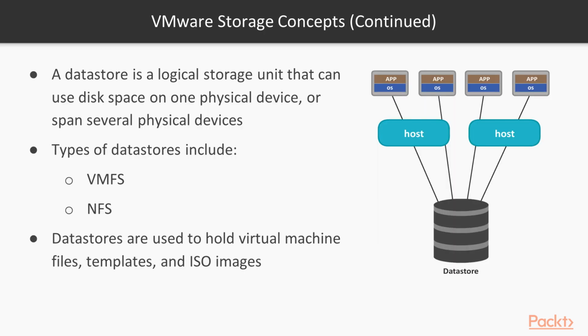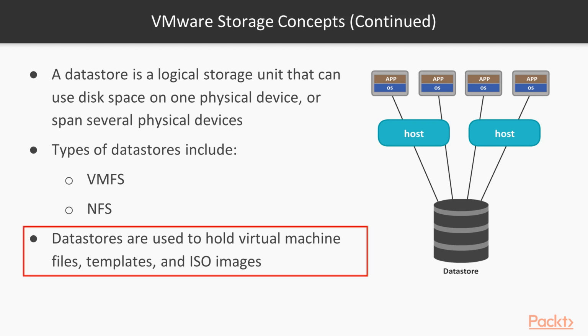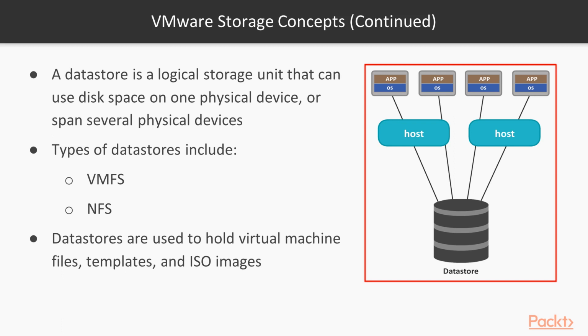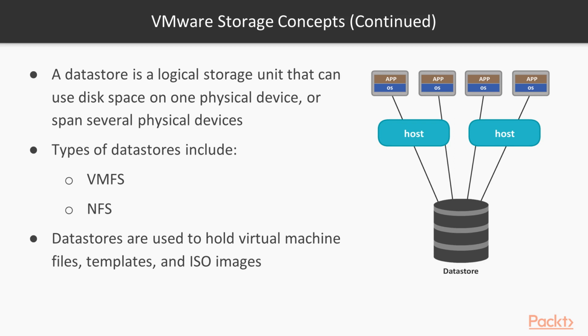A data store is a special type of storage which is formatted with VMFS, Virtual Machine File System, or NFS, and allows you to deploy virtual machines, templates, and ISO images. As shown in the picture here, we have a data store which is shared between multiple hosts and ensures that there is no data corruption when the data is being shared between multiple hosts.